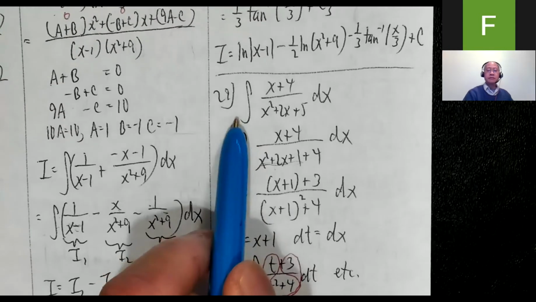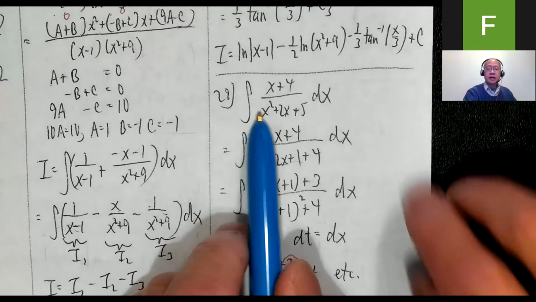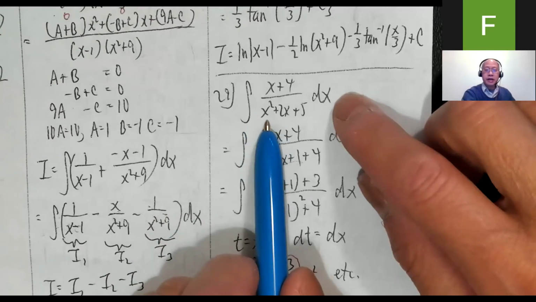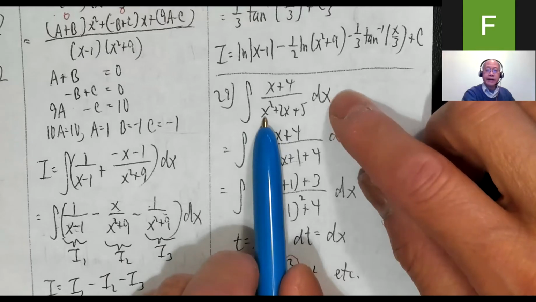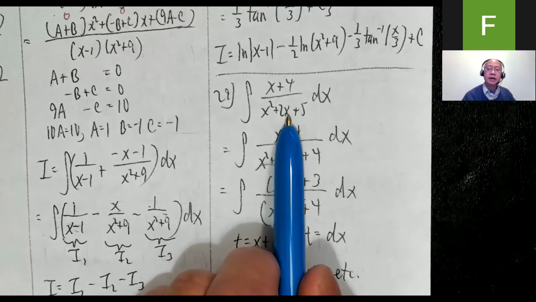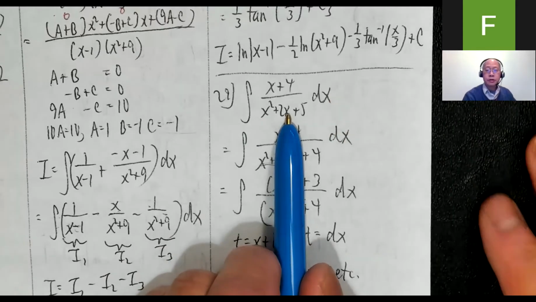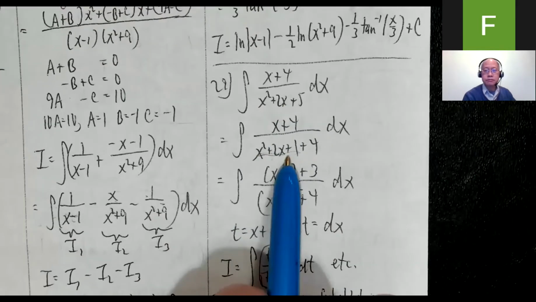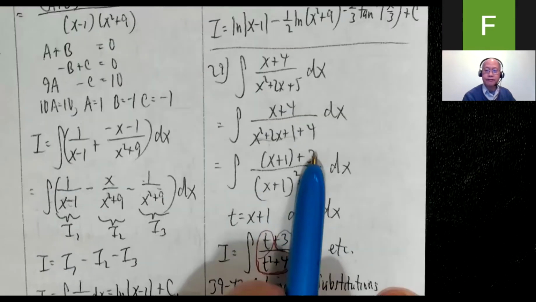Okay, 29. The way to do 29 is this. The game I'm playing is, I wish the bottom were x squared plus 2x plus 1, not plus 5. So I'll just make it x squared plus 2x plus 1, and then plus another 4.